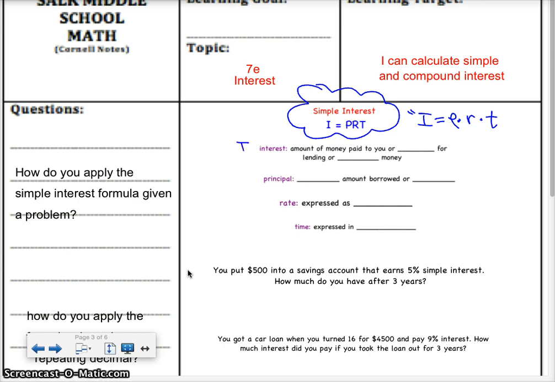So I is interest. Interest is the amount of money paid to you or the bank for lending or investing money. For example, if I'm going to buy a car, I'm borrowing money from the bank. The bank can't just lend me money for free or they would not have any money. Everybody would want to borrow it. They have to charge you a little bit of interest, kind of like markup, to make sure that they're getting money back into the bank for doing that, okay?